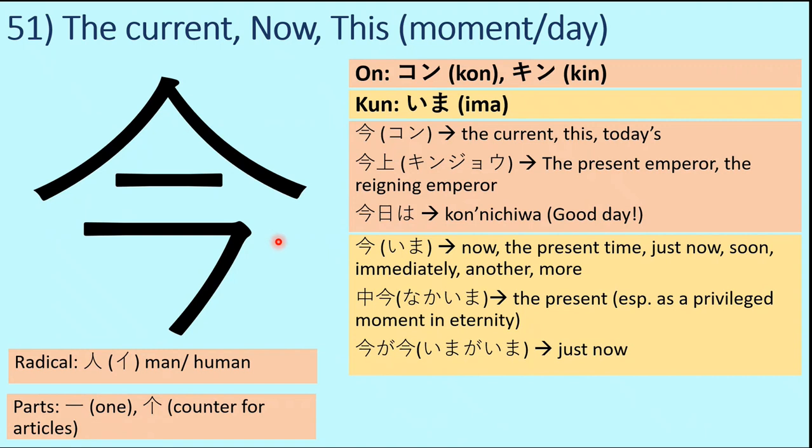Now let's have a look at the stroke order to write this kanji. This is the first stroke. This is the second stroke. This is the third stroke. And this is the fourth stroke. The direction of each of these strokes you should remember, because we need to follow the stroke order and the direction as well.